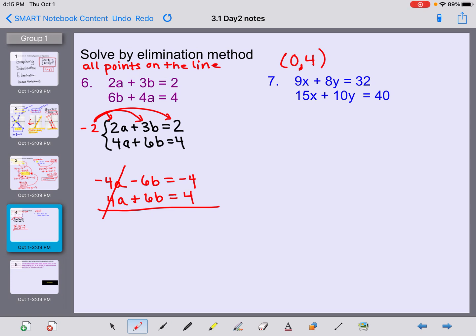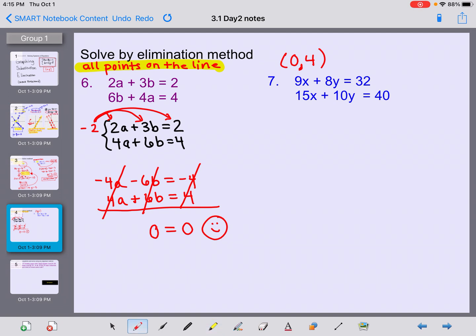Interestingly, for this question though, everything cancels. So when the variables cancel, you're left with an equation that has just two constants in it. And like we just said in the previous problem, when this happens, it's either a no solution problem or an all points on the line problem. And because here you have a true statement, 0 does equal 0, it's an all points on the line answer.